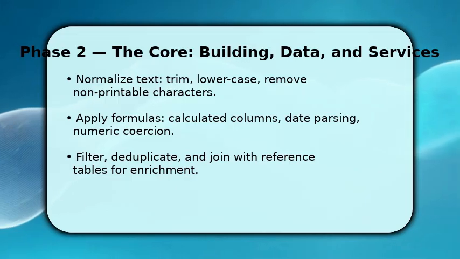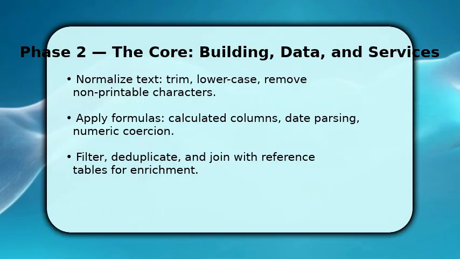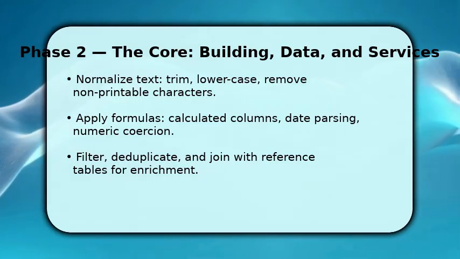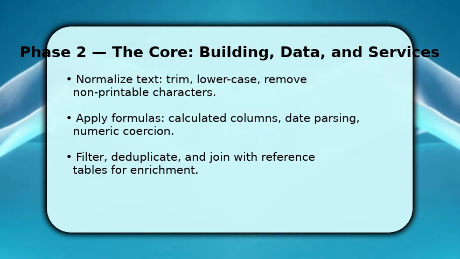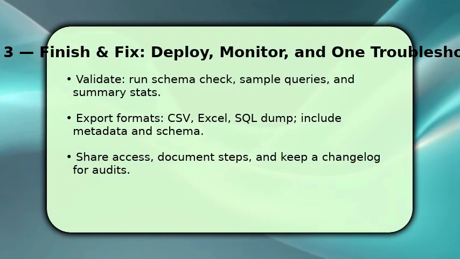As you proceed, sample results on 101,000 rows to verify rules. Finish by validating the table. Run schema checks, sample queries, and summary statistics to confirm distributions and null rates.